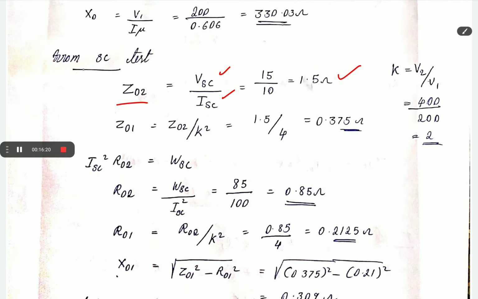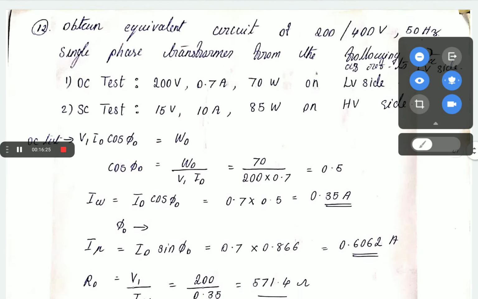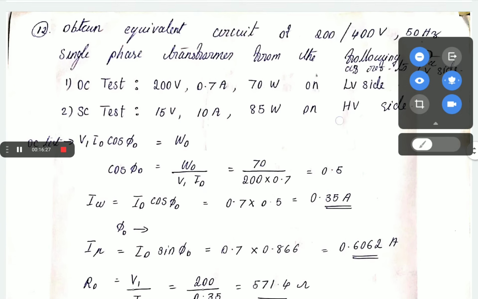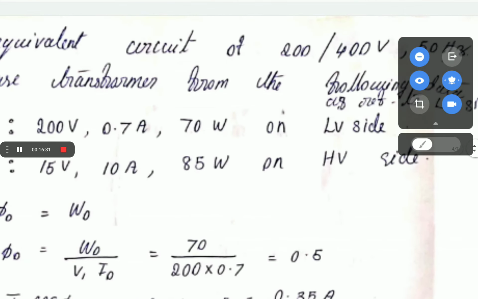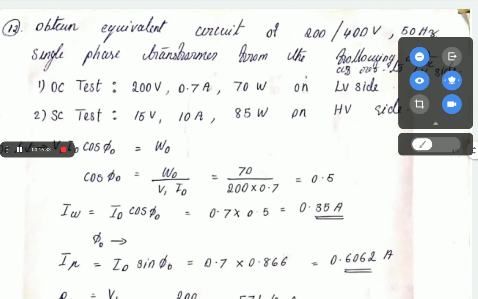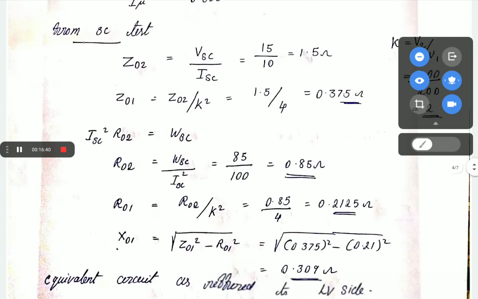But here you can see the SC test is given on the HV side. The HV side is 400 volt, and 400 volt is the secondary side. So the data we get is as referred to secondary, right?